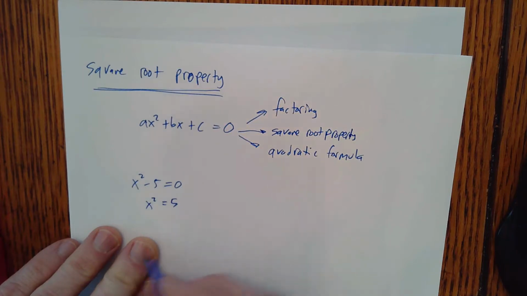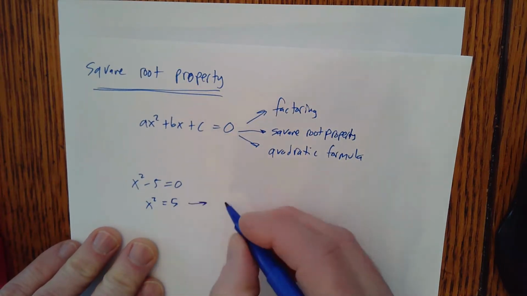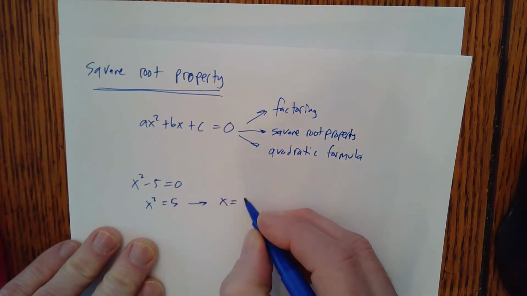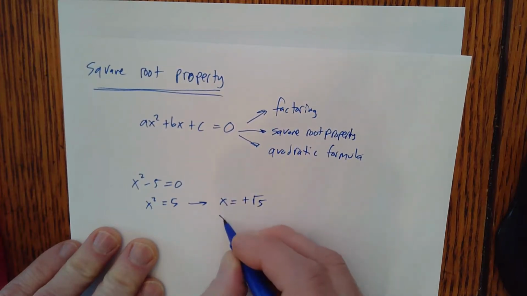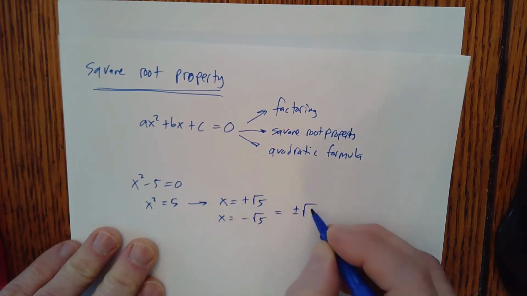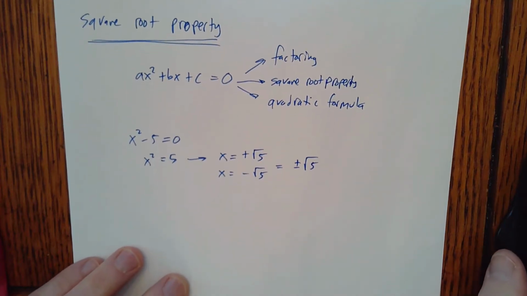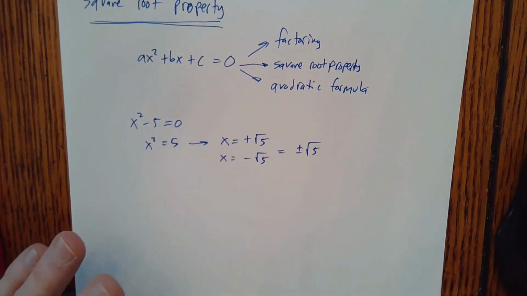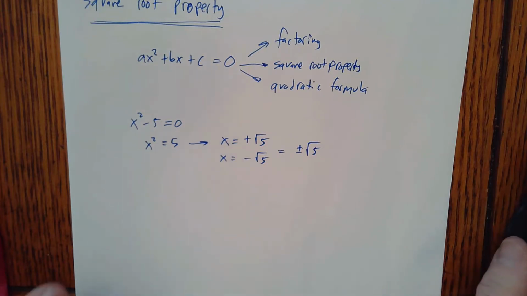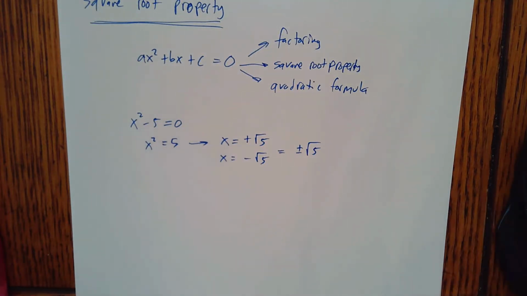X squared equals 5. The square root property says if you have something squared equals 5, that leads to two solutions: plus the square root of 5 and minus the square root of 5, or plus minus the square root of 5 if you're being a little lazy, right? A shortcut. So those are the easiest ones, right? It's very straightforward. There's no complicated simplification or anything like that. That's the kind of easiest square root property.